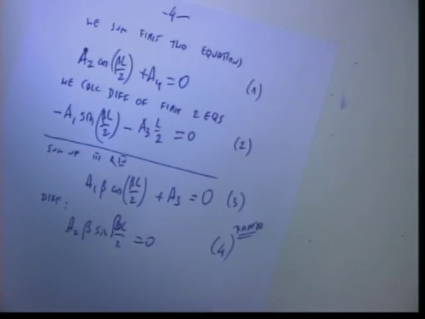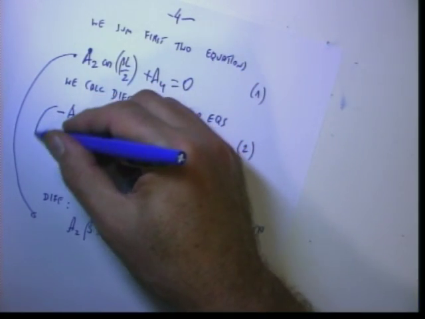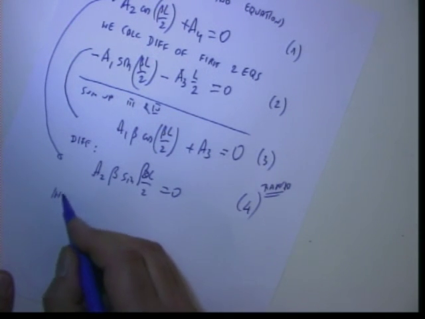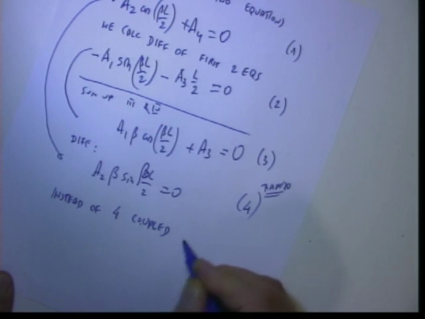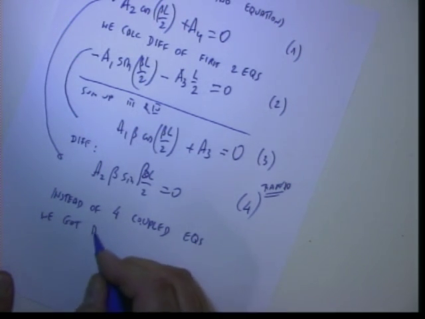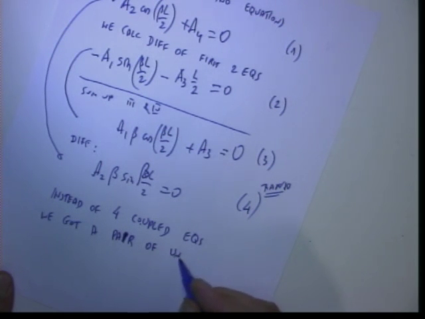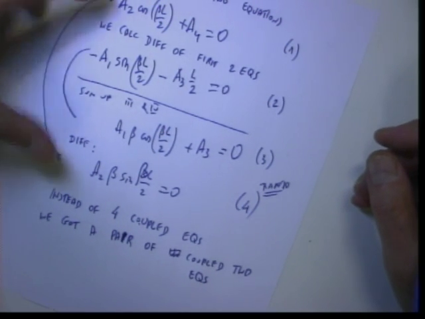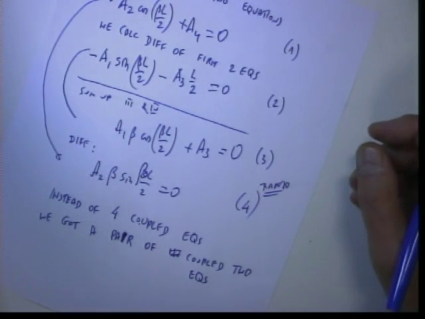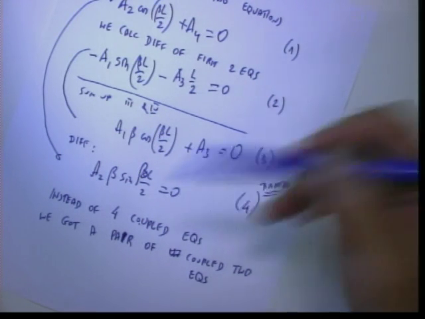Okay. So what we got, look, please. Here we have A2, and here A2 and A4. Then in these two we have A1 and A3. So what we got actually, instead of four coupled equations, we got a pair of coupled two equations. Pair means this is one pair and that is a second pair. They are coupled in between them, but they are uncoupled with the rest. Because in here we have A1 and A3, and here I have A2 and A4. So we have two sets of equations.